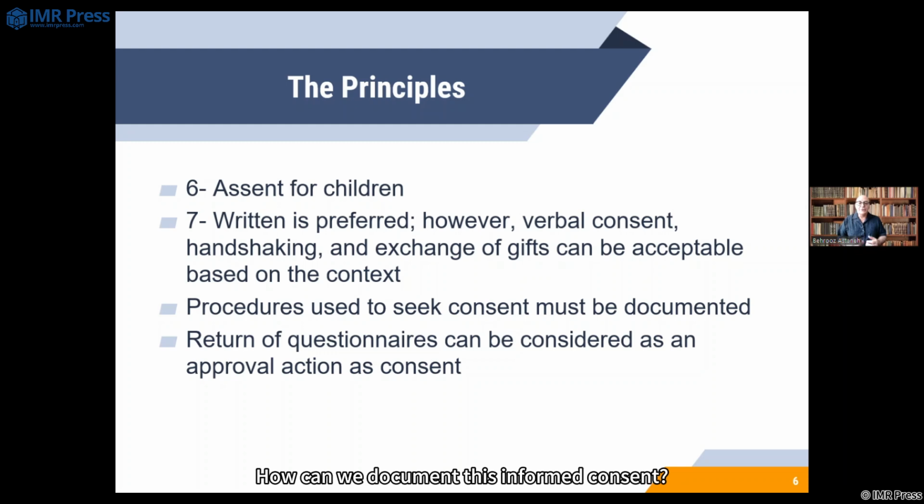How can we document this informed consent? Preferably, we need a written informed consent. You explain the situation to the participant and ask them to sign a written consent, and this is the best thing that you can do. However, in some situations, written informed consent is impossible. Because, for example, some people are illiterate, they cannot write, they cannot sign. In these situations, verbal consent can be appropriate and acceptable if it can be documented properly, and preferably if it can be in the presence of a third party.